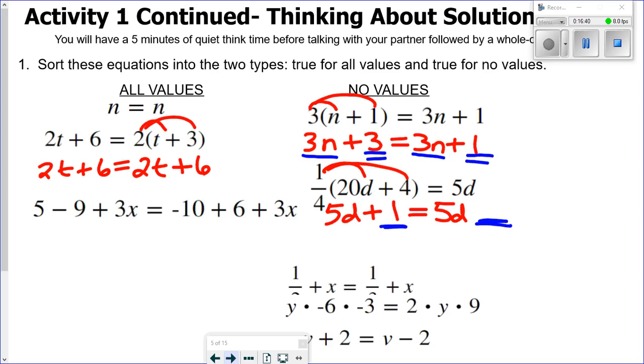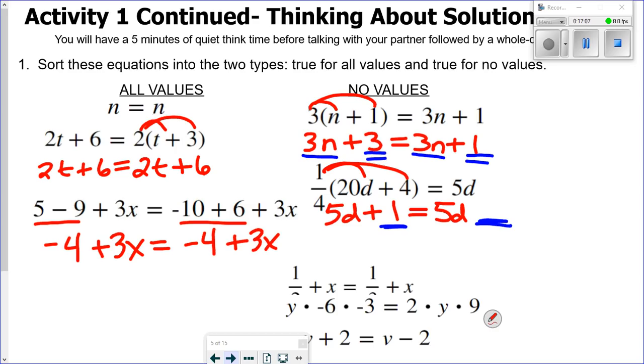If I look at the left-hand side of the equation, I know I can further combine like terms, meaning I can do this math here of 5 minus 9. When I do 5 minus 9, I get -4 plus 3x on the left-hand side. I also know on the right-hand side, I can combine -10 with 6. When I add -10 with 6, again, I get -4 plus 3x.